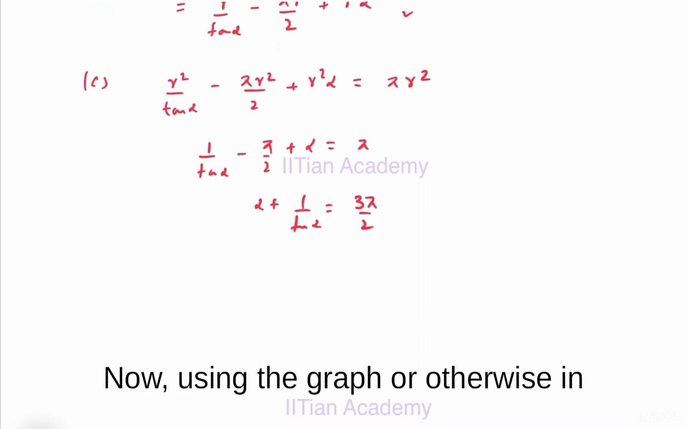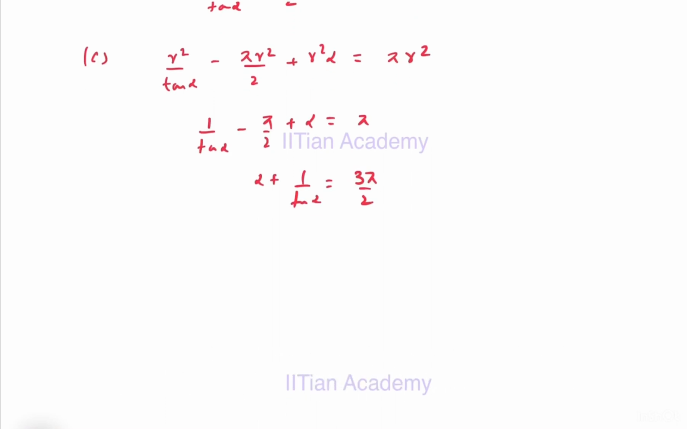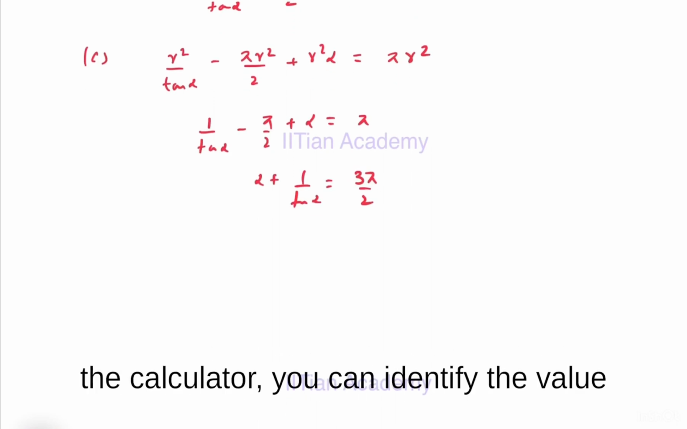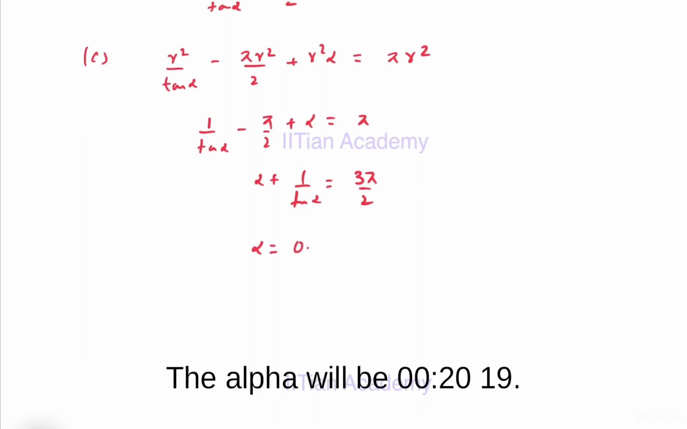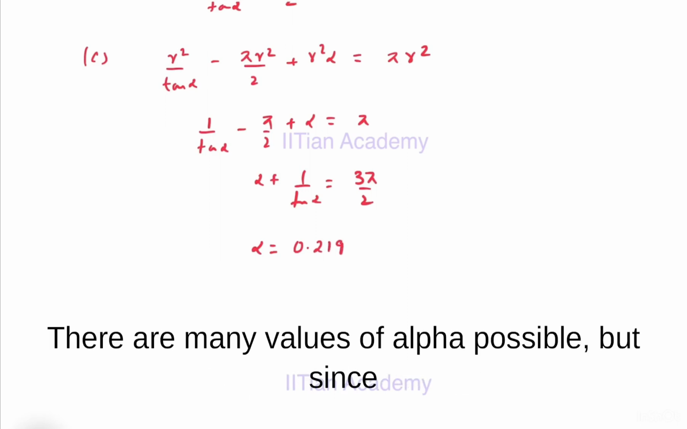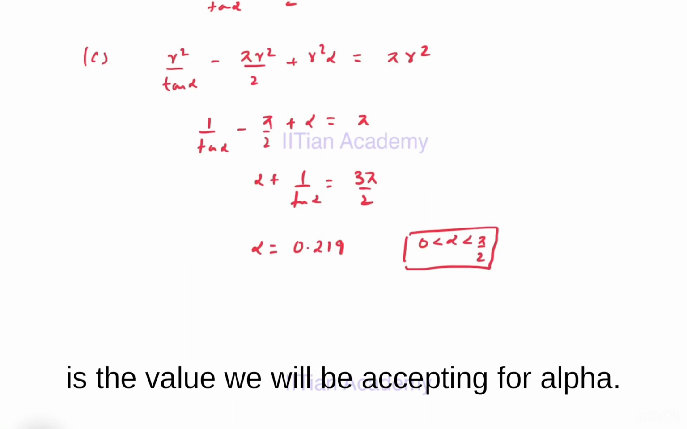Now using the graph or otherwise the calculator, you can identify the value of alpha by solving this equation. The alpha will be 0.219. There are many values of alpha possible, but since alpha is between 0 and pi by 2, this is the value we will be accepting for alpha.